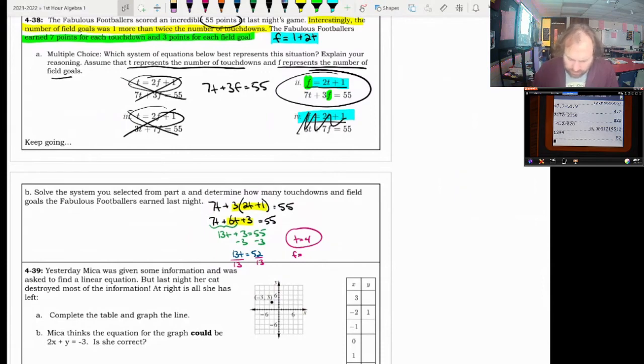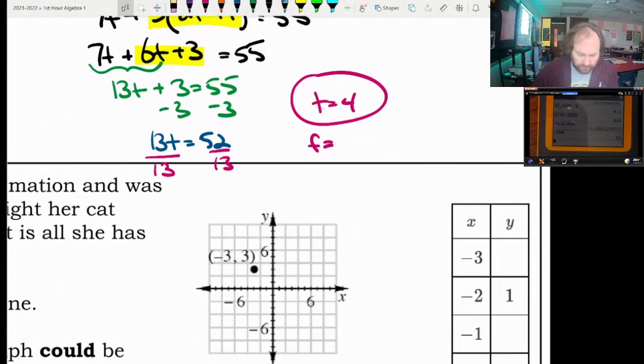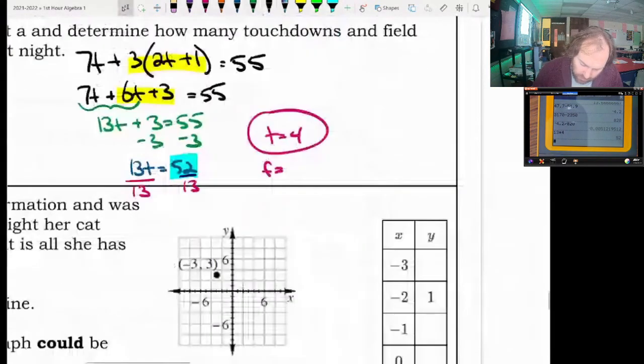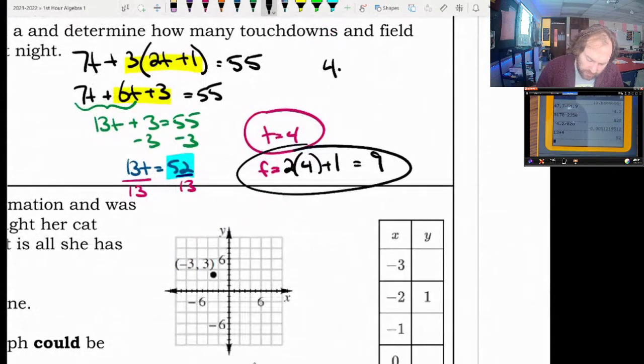Oh no, I'm right. Okay, I haven't made a mistake. Sorry, I withdraw. I was doing the math wrong. 4 points times 7 is 28 points. For some reason, I got that wire crossed with 52 points there. So the number of field goals was twice the number of touchdowns plus 1. So 2 times 4 plus 1. Looks like they scored 9 field goals, which makes sense because 4 times 7 plus 9 times 3 gives you the 55 that you need for this problem.